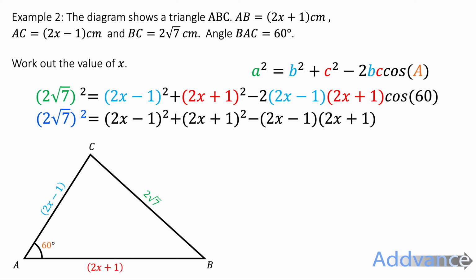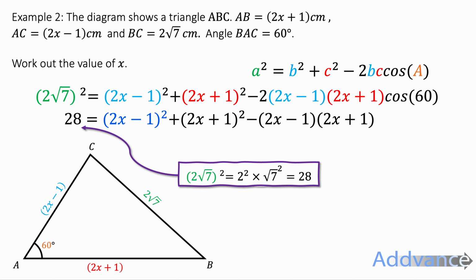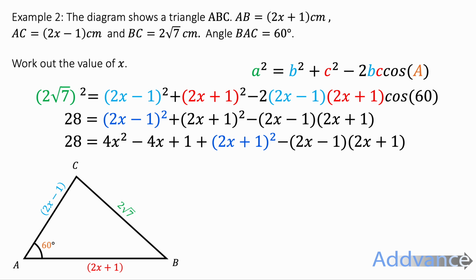Now we'll do the 2 root 7 squared. 2 root 7 squared on your calculator, make sure you're using brackets, is 28. And that's because 2 root 7 squared is 2 squared times root 7 squared, which is 4 times 7, which is 28. Now we're going to expand the 2x minus 1 squared, and that's a double bracket, and it becomes 4x squared minus 4x plus 1. Now we'll expand the 2x plus 1 squared bracket, and that's 4x squared plus 4x plus 1. And finally, those two brackets multiplied on the end, we'll expand those, and we'll get 4x squared minus 1.